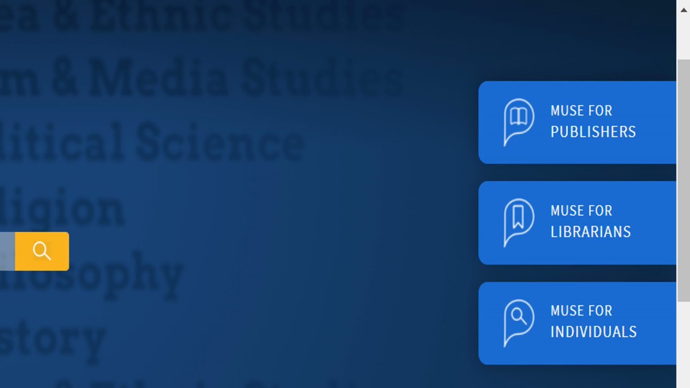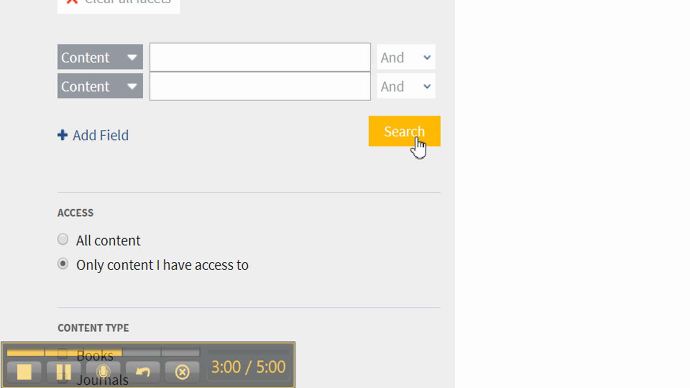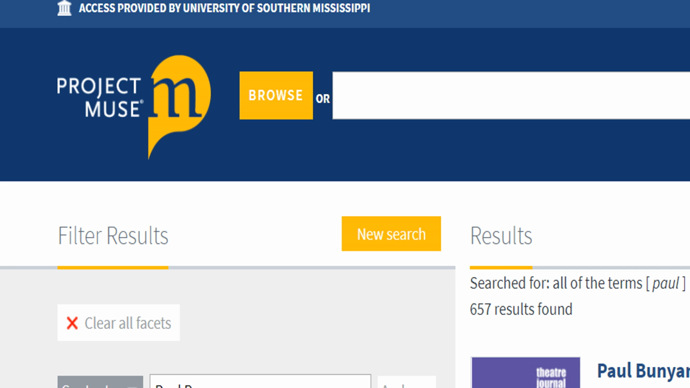So we're going to go ahead and do a search. I'm going to search for information on Paul Bunyan. I'm going to be looking for an article on Paul Bunyan. Now, if you do a general search, it comes from all the content, no matter what book or journal. Oh, I spelled it wrong. Okay, yep, that makes more sense. Spelling it right is important. Okay, so 657 results found.